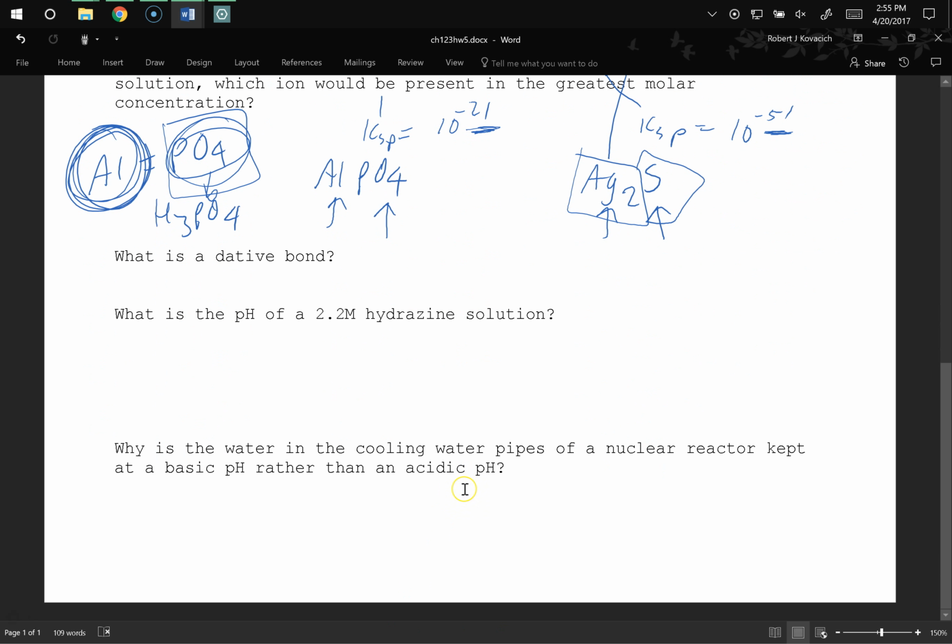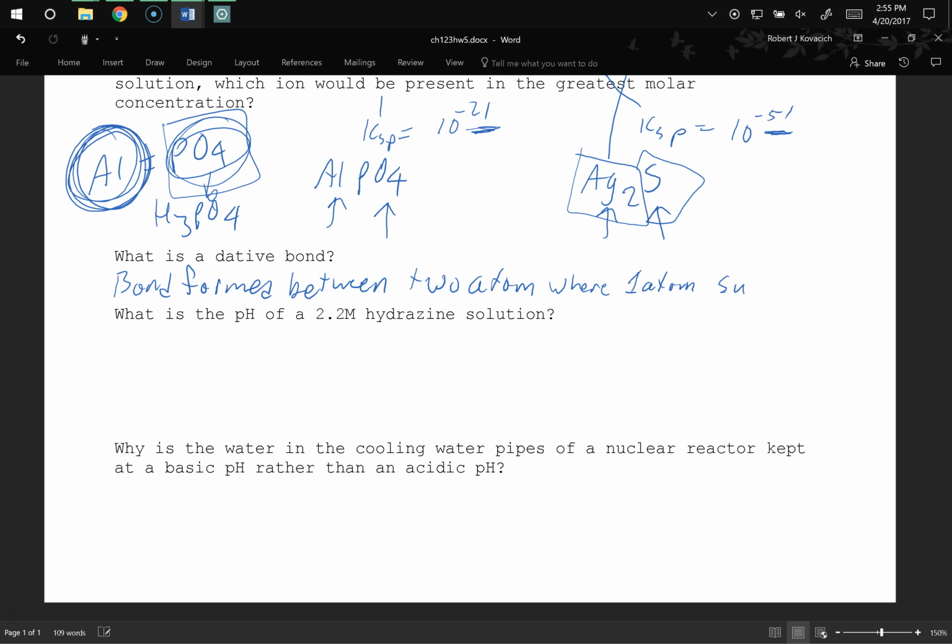Dative? I think somebody started to answer this for another question, but what do we got for this one? Okay, so a bond formed between two atoms where one atom supplies both electrons.